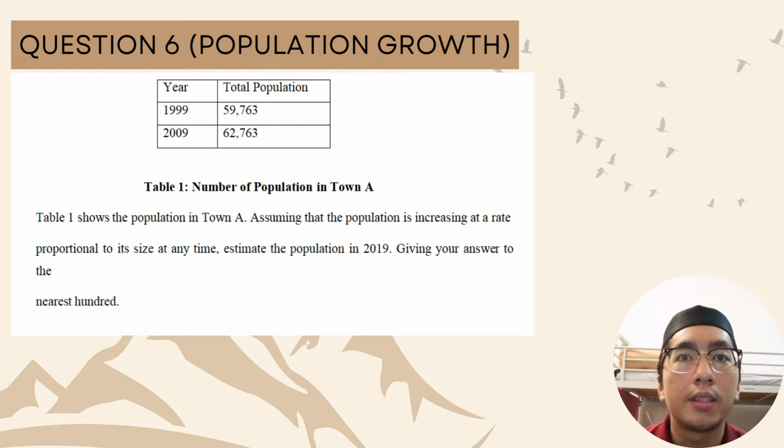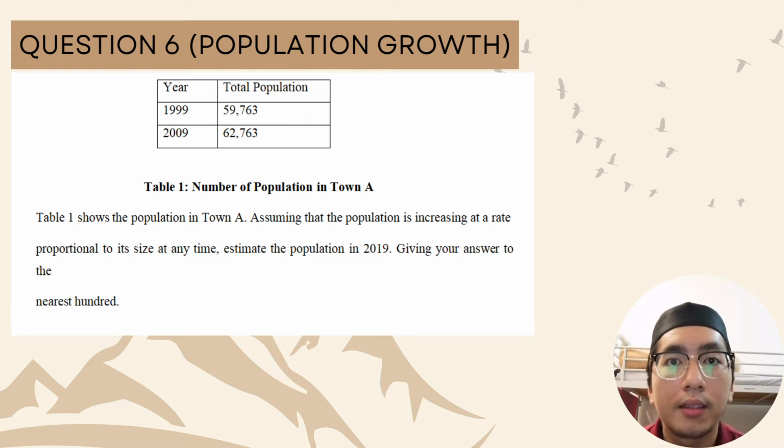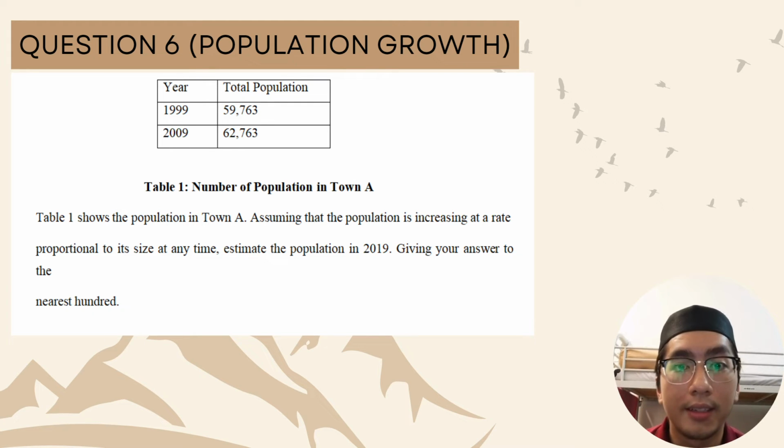So this is the question that we solve, and as you can see, the question provides us with the total population in year 1999 and in year 2009. Assuming that the population is increasing at a rate proportional to its size at any time, the question asks that we estimate the population in 2019, giving the answer to the nearest 100.